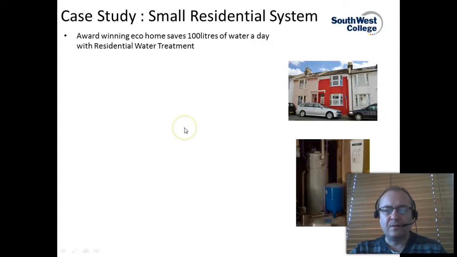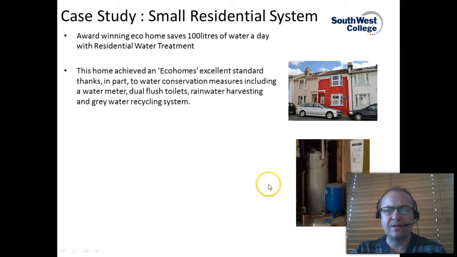So grey water recycling systems come in all sizes, from small domestic applications to very large commercial applications, and they have been installed in small terraced houses. There's a case study of an award-winning eco home in Brighton, a small terraced house that saves 100 litres of water per day by using a grey water recycling system.